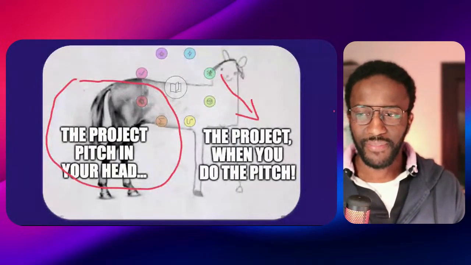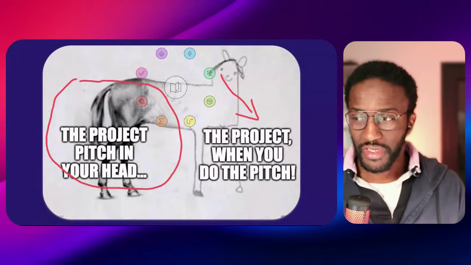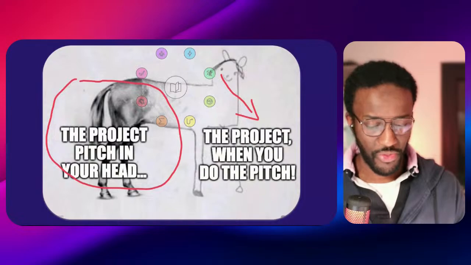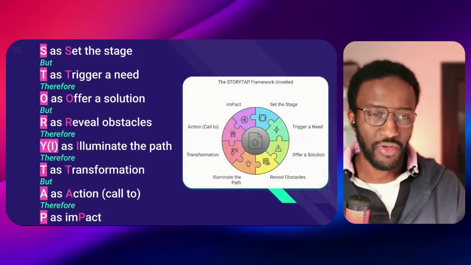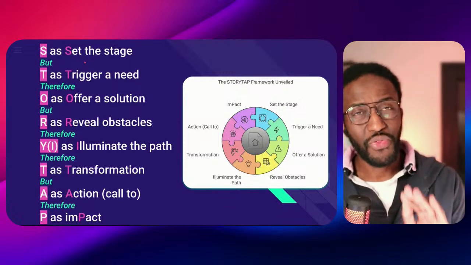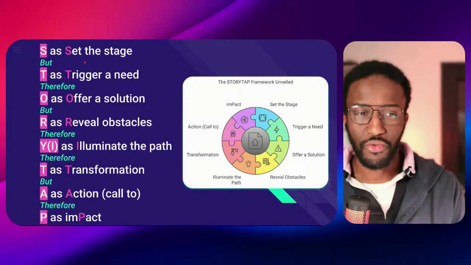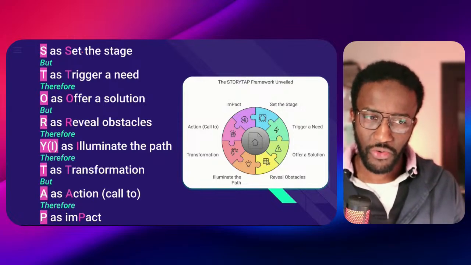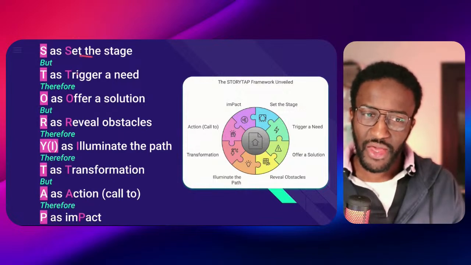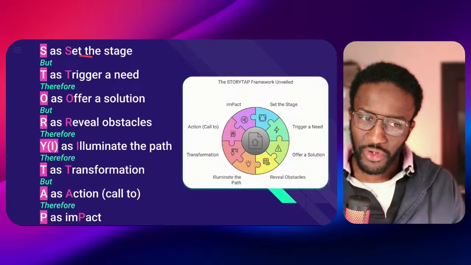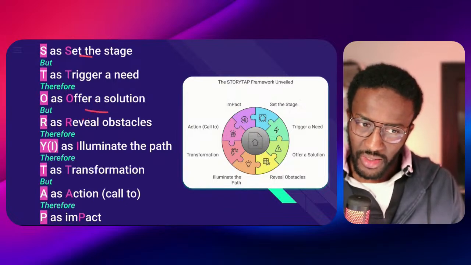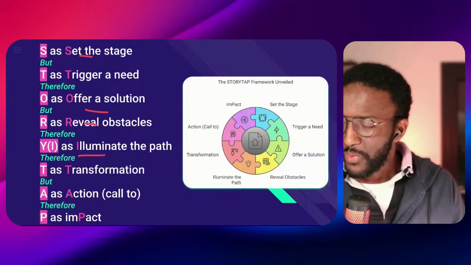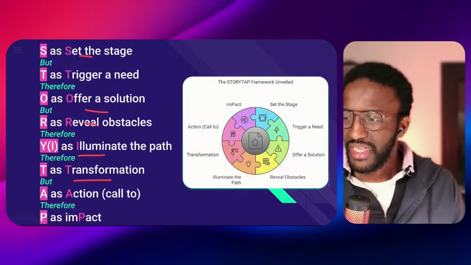So I will just remind you very quickly of the Storytap project framework. As you can see, it is very easy to remember, the most simple framework that you can use. So I remind you very briefly of the different stages: S as set the stage, T as trigger a need, O as offer a solution, R as reveal obstacles, Y or I as illuminate the path, T as transformation, A as call to action, and P as impact.